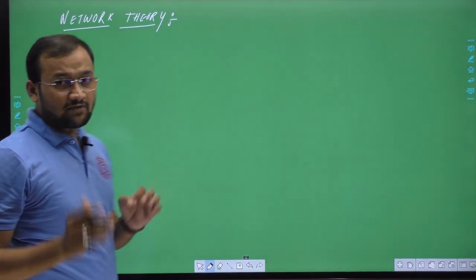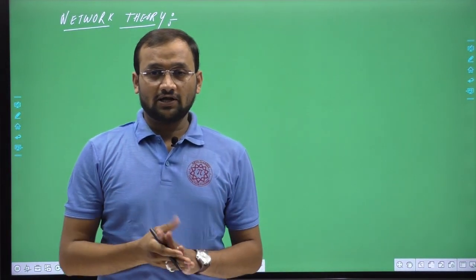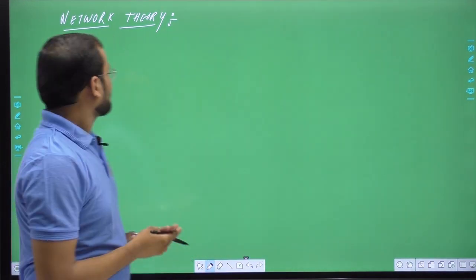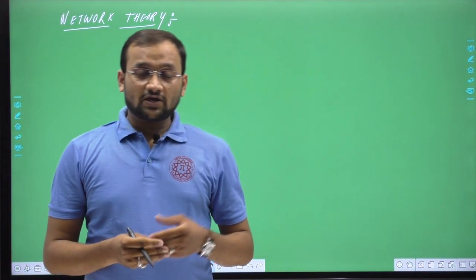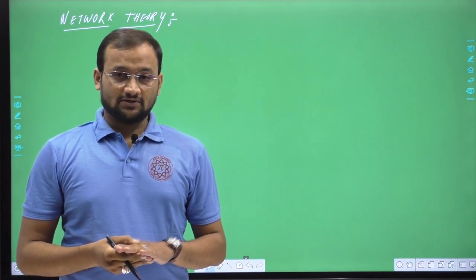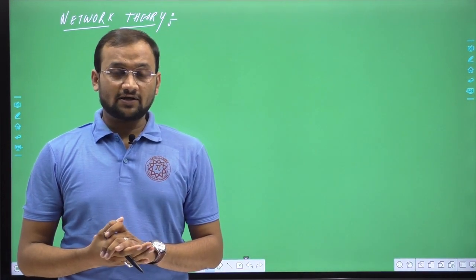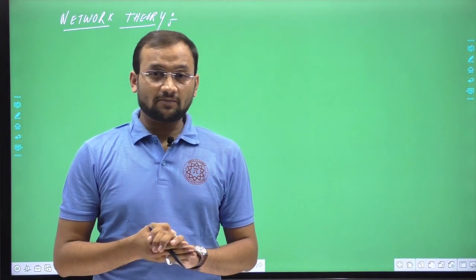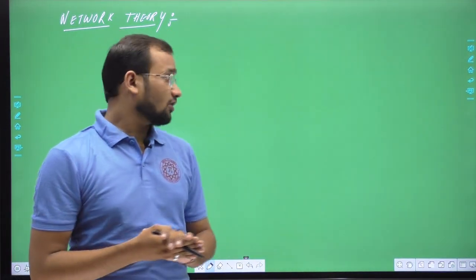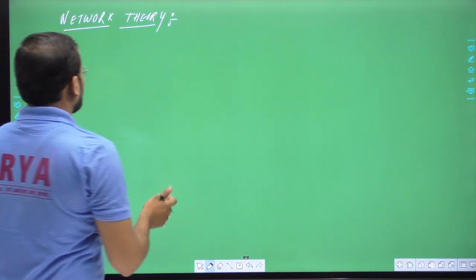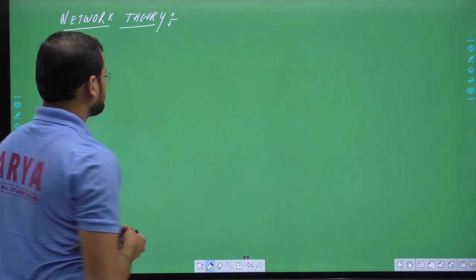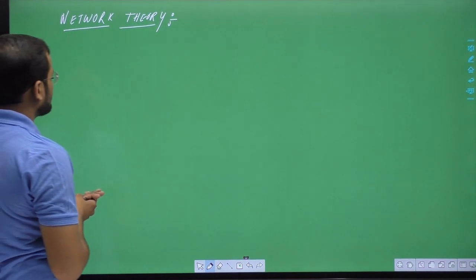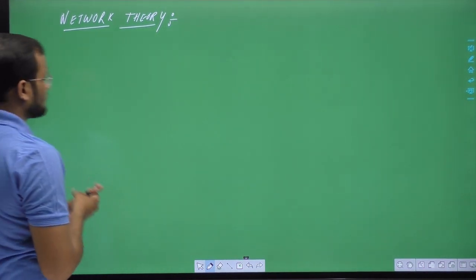Network theory is the building block of the whole analog electronics. With the help of network theory, we can find voltages and current through any element, and this is the most important part of analog electronics. In network theory, we are going to discuss topics step by step. In today's lecture, I am going to start with the circuit.